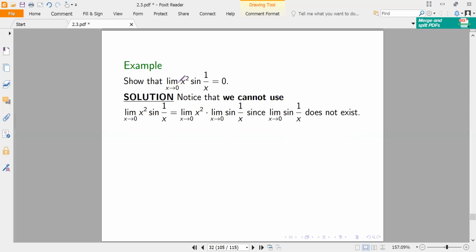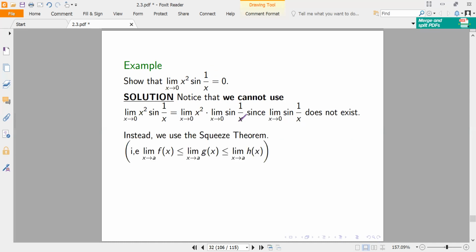Even if we try to use the distributive law or the product law, evaluating x squared aside and the sine aside, we all know that as x approaches 0, sine 1 over 0 is not defined. It does not exist. So we need to use the squeeze theorem.